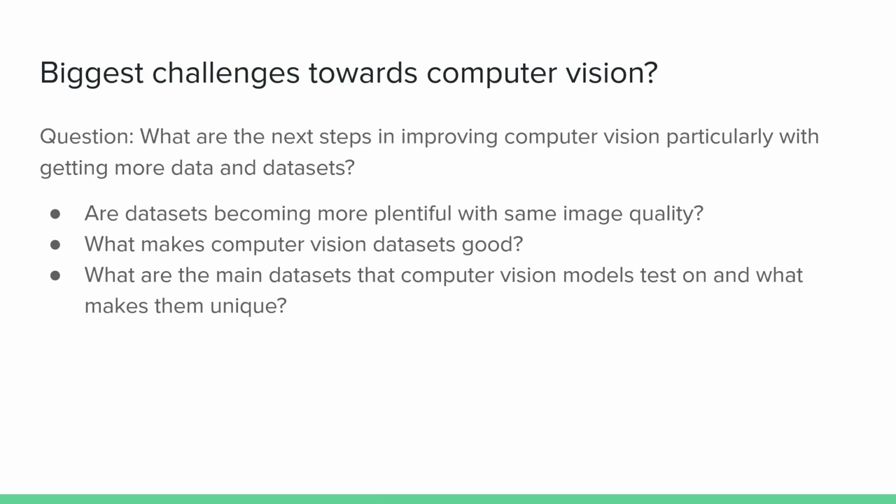And then finally, a question that will always be changing is what are the main datasets that computer vision models test on and what makes them unique? Like I said, this is something that will always change, but if I can start to find out what the key things in these databases are, this will allow me to become a better engineer when creating these machine learning models.